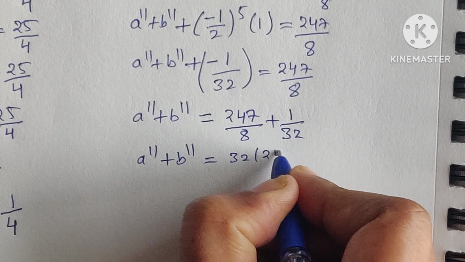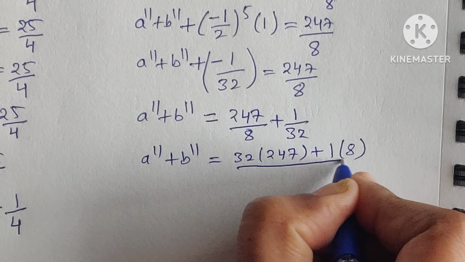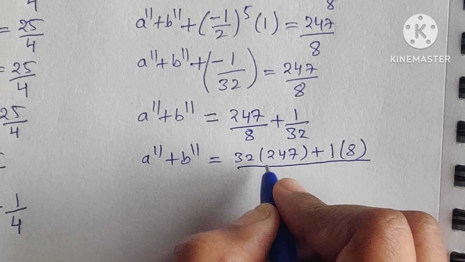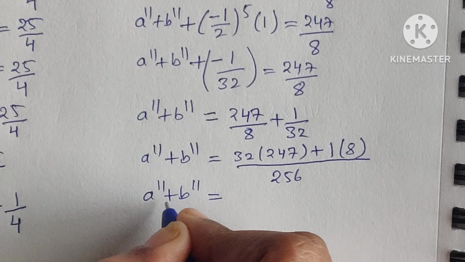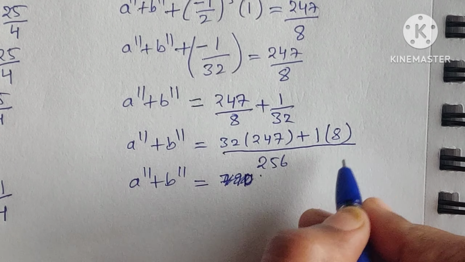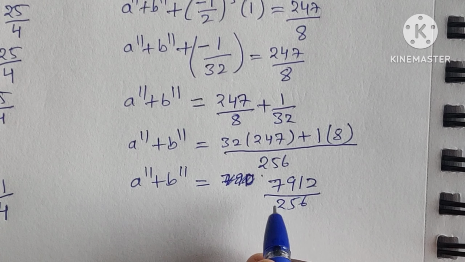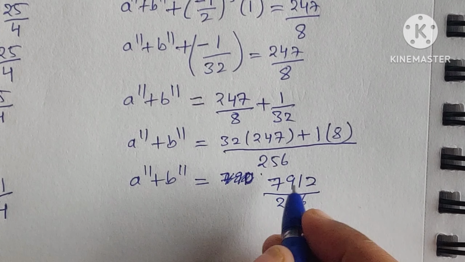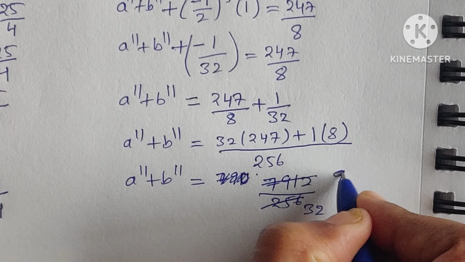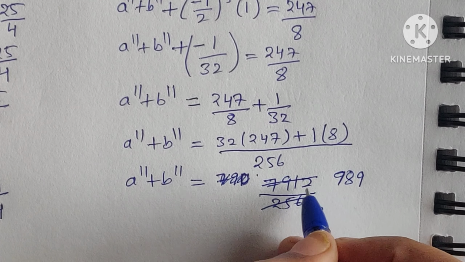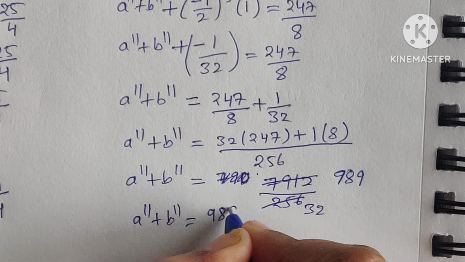32 times 247 plus 1 times 8. So 8 times 32, which is equal to 256. So a to the power of 11 plus b to the power of 11, so 32 times 247 plus 1 times 8, which is equal to 7912, and divided by 256. So we can divide by 8. So this fraction we can divide by 8. So 8 times 32, 256, and 8 times 7912. So a to the power of 11 plus b to the power of 11 equal 989 divided by 32.